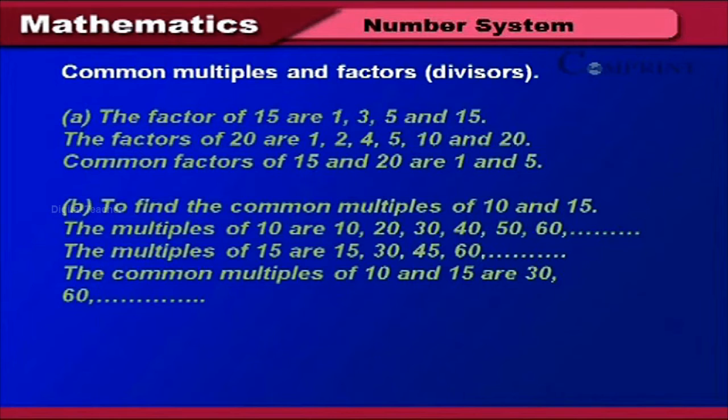To find the common multiples of 10 and 15, the multiples of 10 are 10, 20, 30, 40, 50, 60, and so on. The multiples of 15 are 15, 30, 45, 60, and so on. The common multiples of 10 and 15 are 30, 60, and so on.